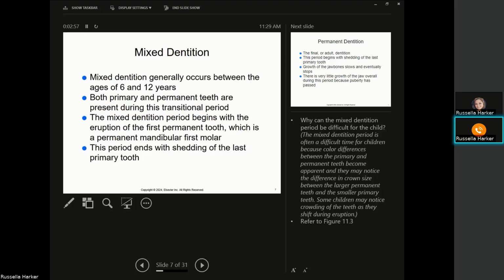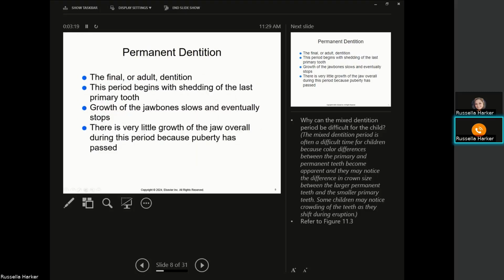So once that permanent mandibular first molar erupts, now that you have an adult tooth in your mouth, you have mixed dentition. That period doesn't end until they lose their very last baby tooth. So they're in mixed dentition once the very first adult tooth comes in until the very last primary tooth has been lost.